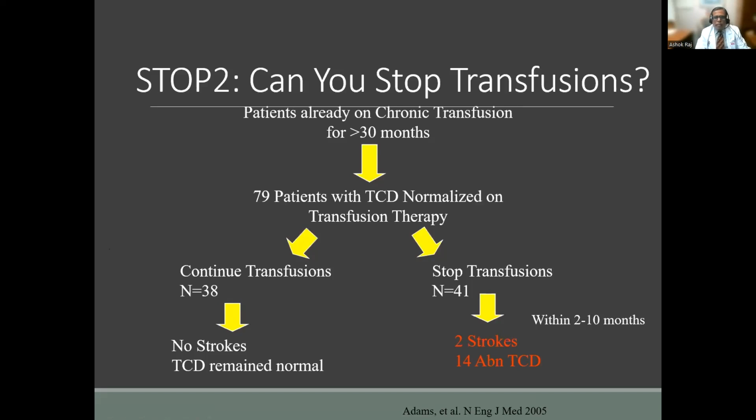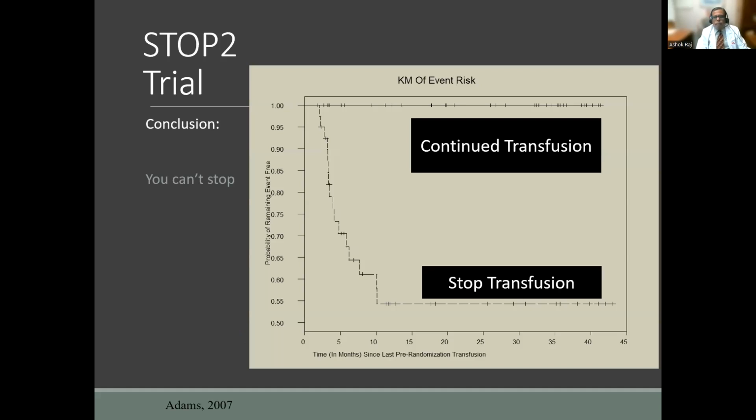But unfortunately, that study had to be stopped also in the middle, because in the patients in whom transfusion was stopped, even though the TCD velocities had normalized when they were on transfusion therapy, after stopping transfusion, 2 patients developed stroke and 14 patients developed abnormal transcranial Doppler velocity. So again, further evidence that in patients with increased TCD, you cannot just stop transfusion. So then, this is again a more graphical representation of the findings I just mentioned.